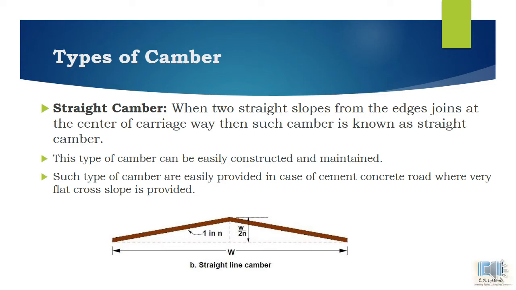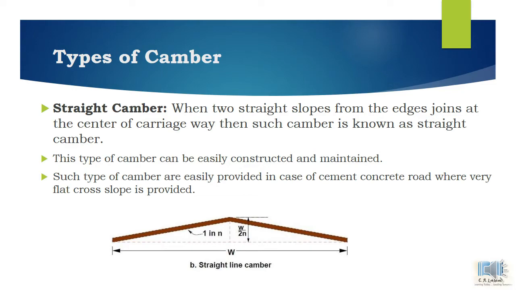In composite camber, there is a parabolic or circular shape on the crown, but in straight camber, there is no parabolic or circular shape at the crown. This type of camber can be easily constructed and maintained, and it is easily provided in the case of cement concrete roads, where a very flat cross slope is provided.